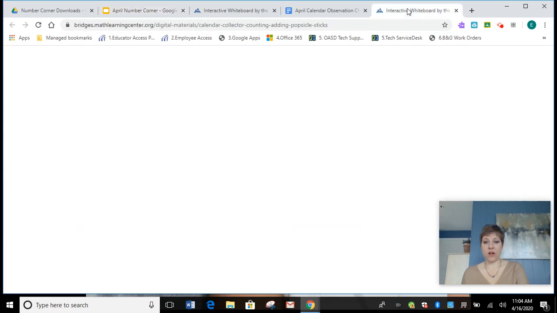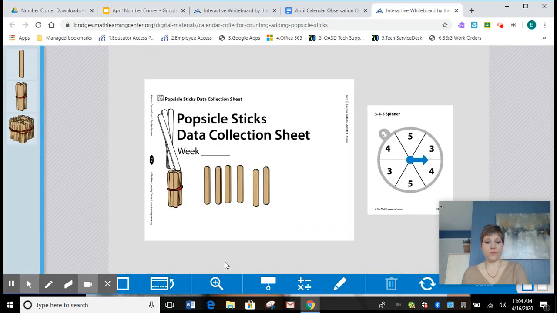All right, let's spin for our calendar collector. So far, we were at 10, 11, 12, 13, 14, 15, 16 sticks this week. And just like we saw in calendar collector, we know we need 4 more to get to that next bundle of 10. We only got 3 sticks though. If I knew I needed 4 more to get there and I only am adding 3, how many single sticks do you see?